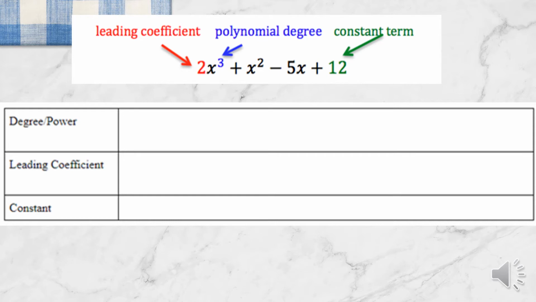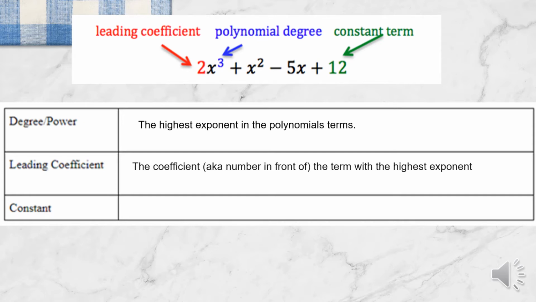So let's go ahead and define degree, leading coefficient, and constant. As you can see by the picture, you can kind of figure out what these terms mean, but let's give them a formal definition. The degree is the highest exponent in the polynomial terms. It doesn't matter where it's located per se, but it's the one that has the highest exponent.